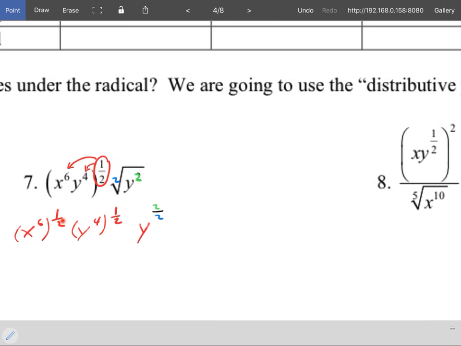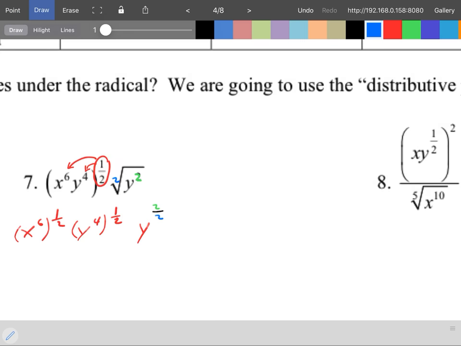Again, right here, we have a power raised to a power, so we're going to multiply the exponents. Again, multiplying by 1/2, that's the same thing as dividing by 2. So that's just going to give us x to the 6 over 2 power, and then times y to the 4 over 2 power.